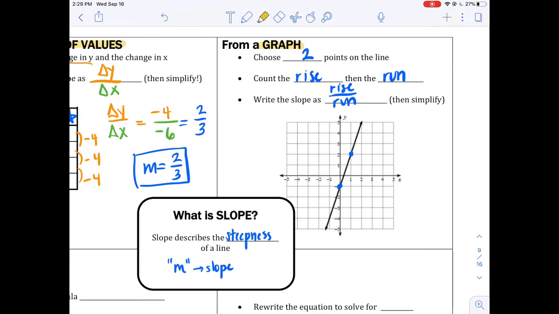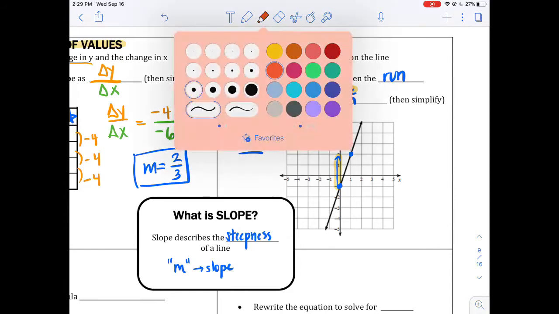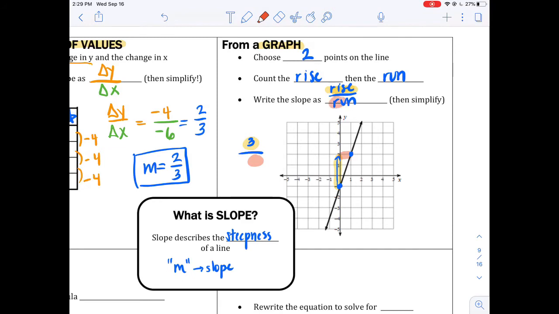So let's talk about rising. So I am going to go up 3. Okay. And I went up in the positive direction, so that's why it's a +3. And then I'm going to run, okay, 1 unit in the right direction, which is positive. And so again, m equals 3 over 1. As I reduce it, equals 3. So my slope is 3. Okay, you can write over 1, but it's not needed. Also, as we look at this line, I knew my slope was going to be positive because it increased as I read the graph left to right. So from a graph, we calculate the rise over the run.